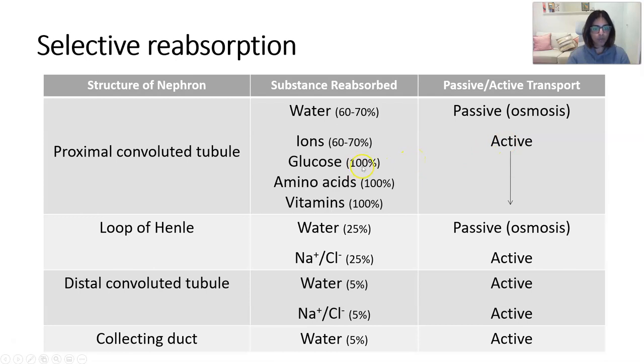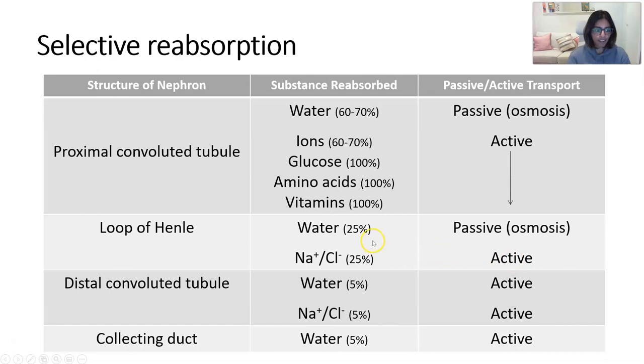Now you'll notice that it's 100% of glucose, amino acids and vitamins that are taken back into the bloodstream, and a significant proportion of ions also. In the loop of Henle, again a significant proportion of water and sodium and chloride ions are taken back, again, water moves by osmosis, which is a passive type of transport here. So in the first half of the nephron, water moves by osmosis, and ions and useful substances move by active transport.